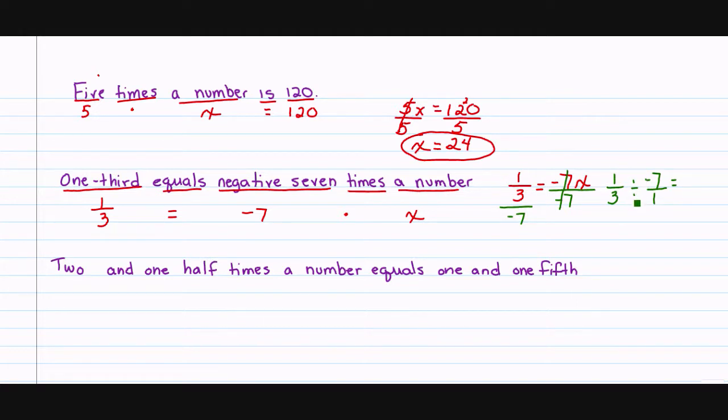Remember, in division, I have to change the division sign to multiplication and flip the fraction. So 1 times 1 is 1, and 3 times negative 7 is negative 21. Okay, let's try another one.